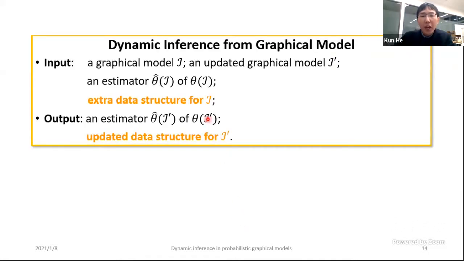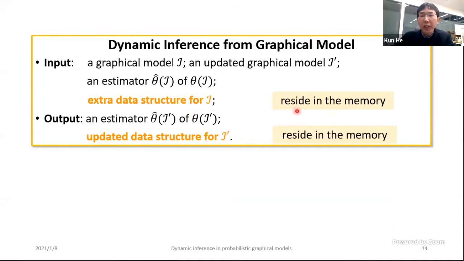Thus, the dynamic inference problem can be formulated as follows. The input is the original instance I, the original estimator theta hat I, and the updated instance I prime. Output should be a new estimator of the updated instance. To accelerate the inference algorithm, extra data structure resided in the memory is also allowed.